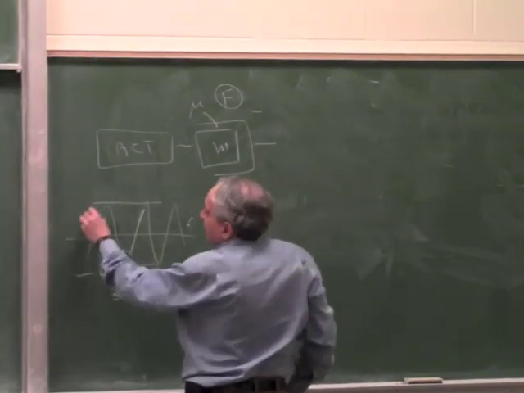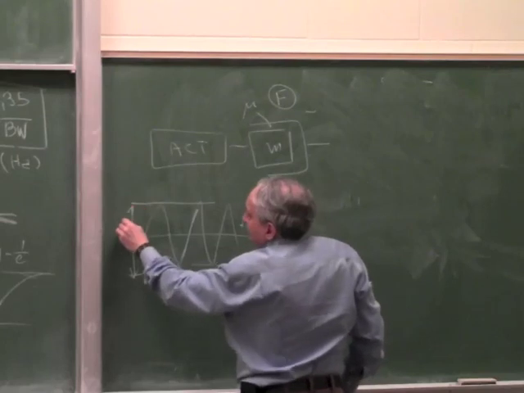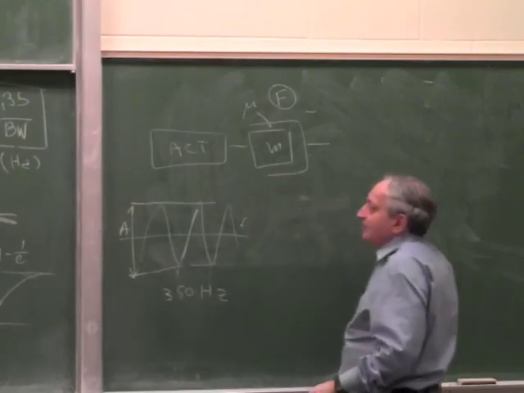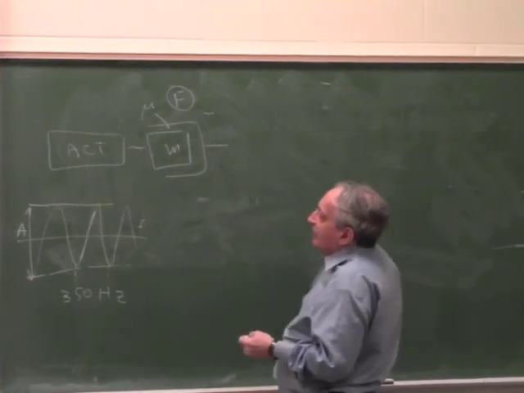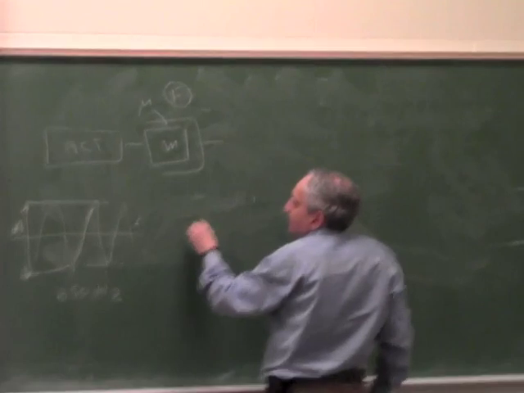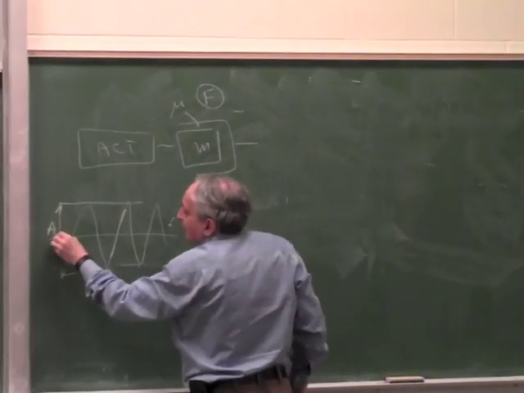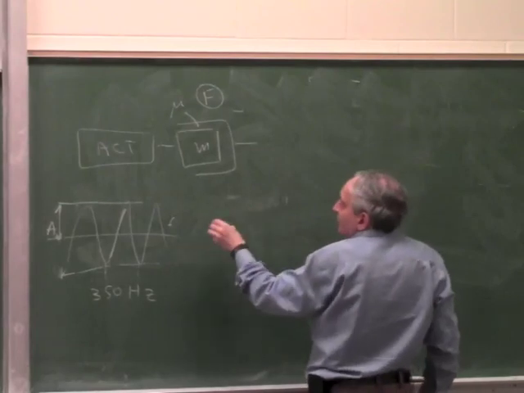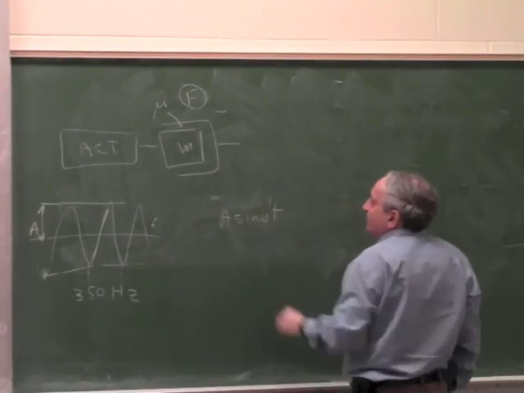So if I want to move it one cycle, let's say I have a certain amplitude. The amplitude is A. Let's call half amplitude A, to make it simpler. So the position will be A sine omega t.